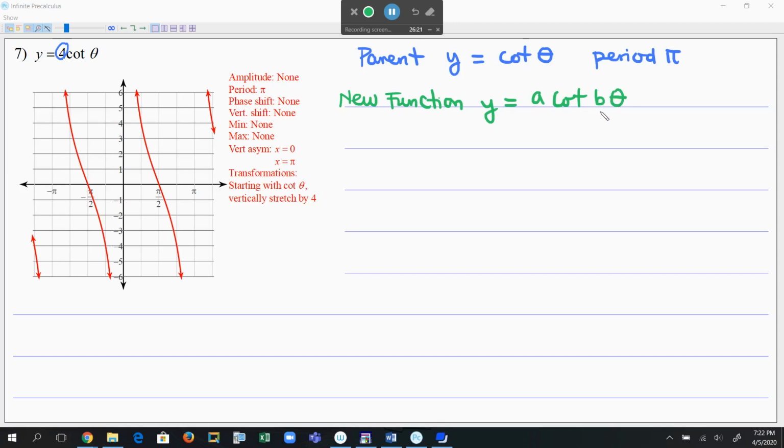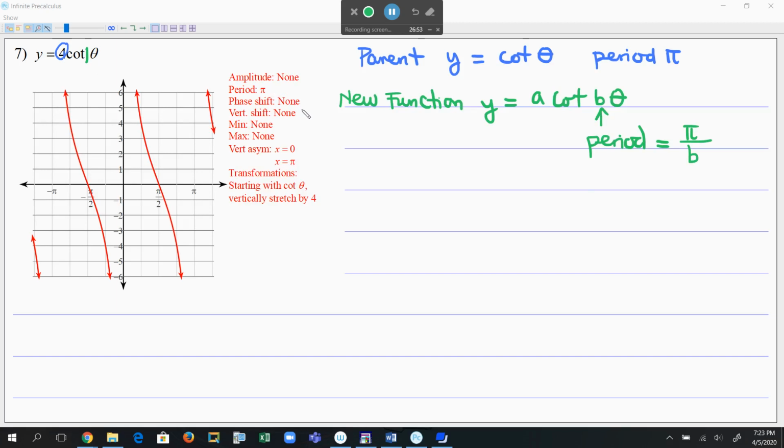Okay. So to find the period of our new function, we just take pi divided by the coefficient, or the number right in front of theta. So in this case, the number right in front of theta, we don't see anything, so it will be the invisible number 1 here. So that's why the period will be pi.